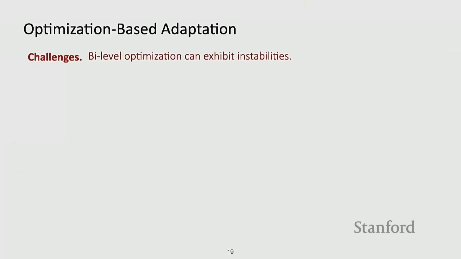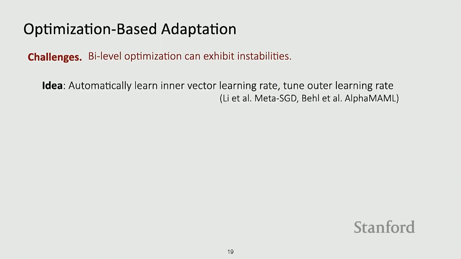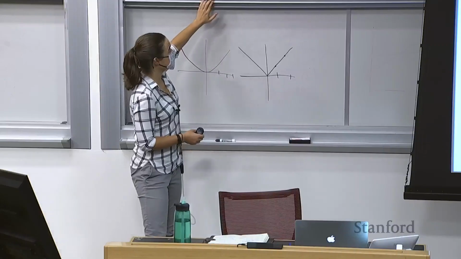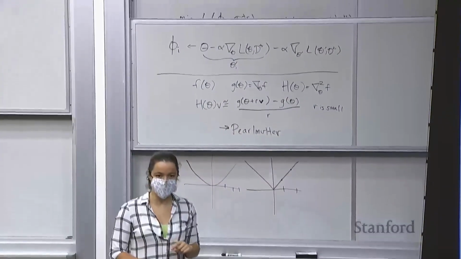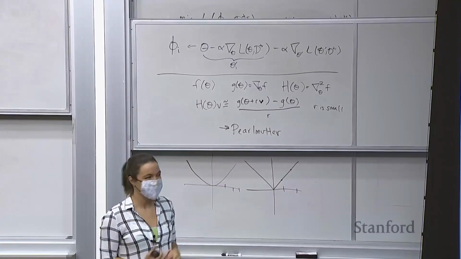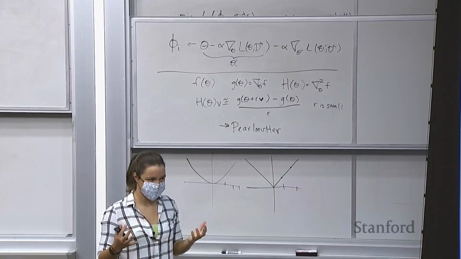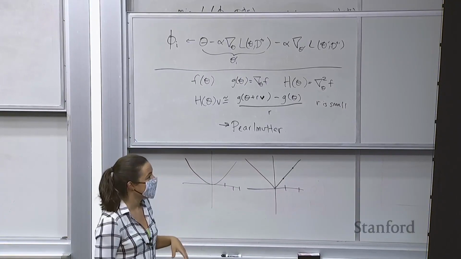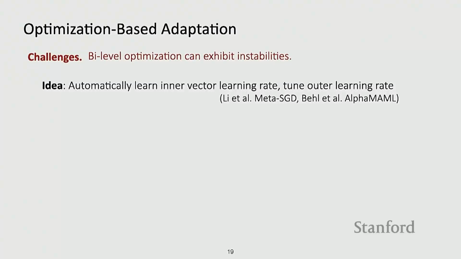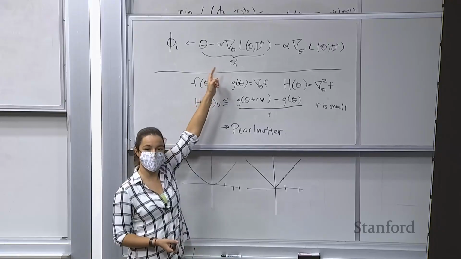Okay, so how can we get over the challenge of these instabilities that might arise from the bi-level optimization? There's a few different approaches that have been used. One is when you have your inner learning rate, instead of having it fixed as a hyperparameter, you can essentially learn it. And this gives the algorithm more flexibility in how it chooses this optimization procedure. And one thing that you could do is instead of having it be a scalar, you can have it actually just be a vector.